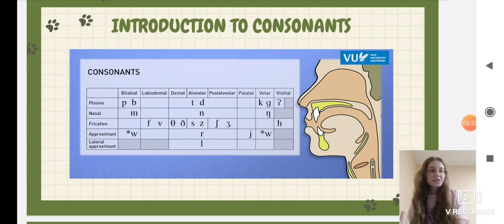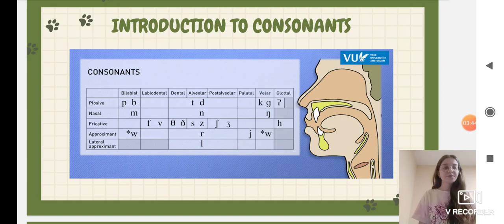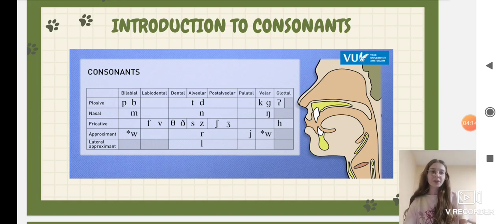In this grid, you will see that we have rows like plosive, nasal, fricative, approximant, and lateral approximants. These rows are our manner of articulation, and we also have columns in this grid. You can see bilabial, labiodental, dental, alveolar, postalveolar, palatal, velar, and glottal, and these are our third parameter, place of articulation.